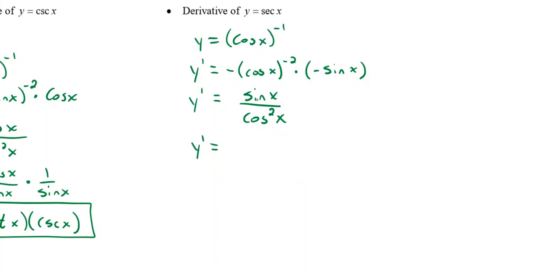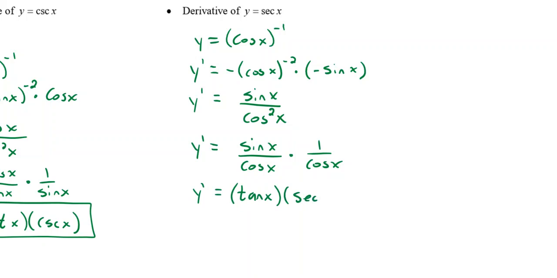Then splitting this up like we did in the last one would be sine x over cos x times 1 over cos x. So y prime would be equal to tan x times secant x. There, we have all of our derivatives.